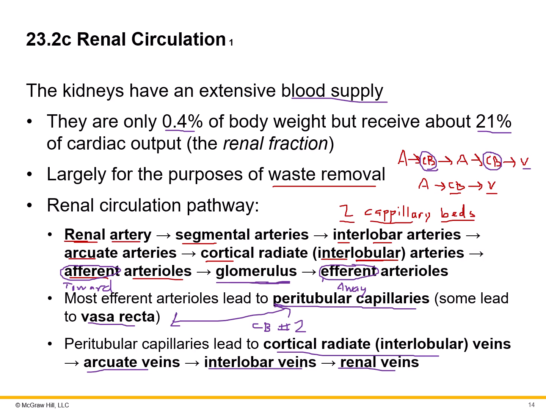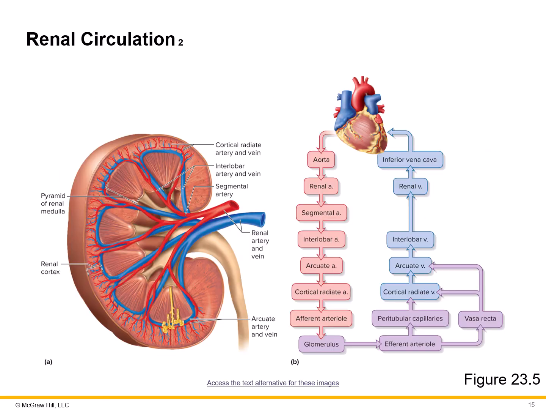The only difference that I want to highlight here, we have segmental arteries if we're talking the arterial side, but we do not have those segmental arteries in the venous side. We go straight from interlobar to renal veins. So segmental is missing from the veins, but otherwise it's the same pathway reversed. All right, so let's take a look at that flow in our actual kidney.